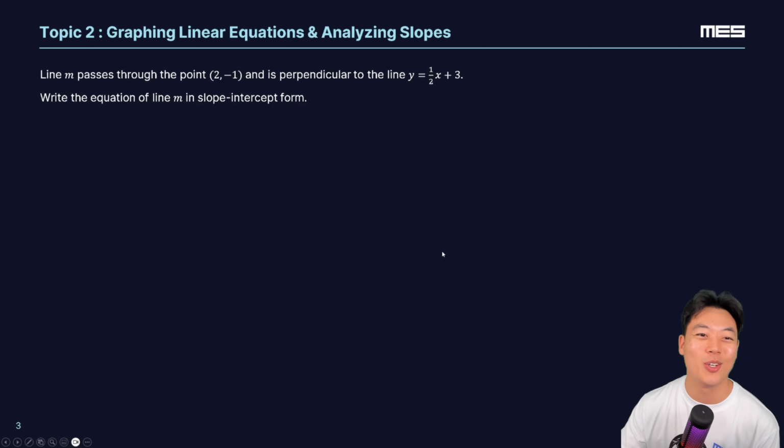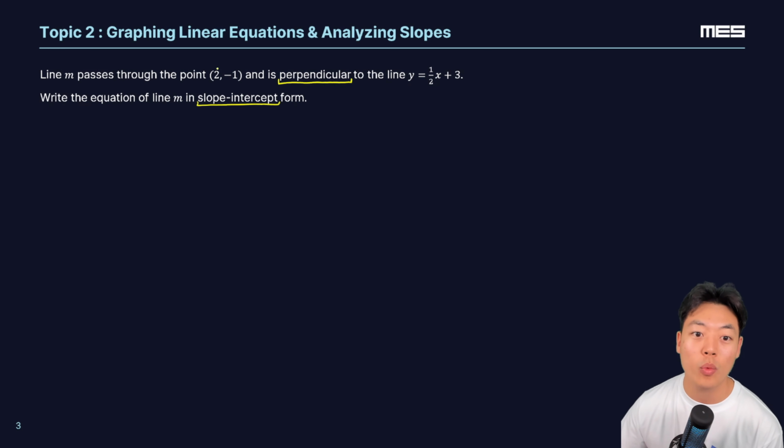Topic number 2, graphing linear equations and analyzing slopes. This is a topic that's going to show up again in geometry, algebra 2, all the way up to AP calculus, and even on your SATs. So let's take a look. Line M passes through the point (2, -1), and is perpendicular to the line. Boom. Write the equation of line M in slope-intercept form.